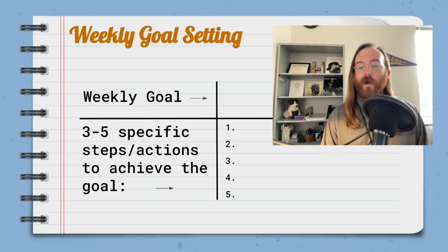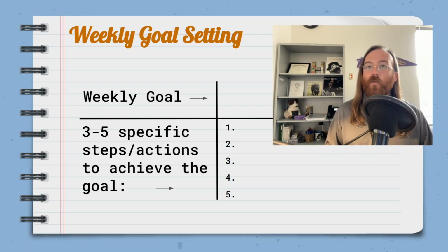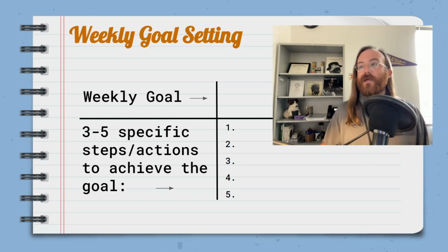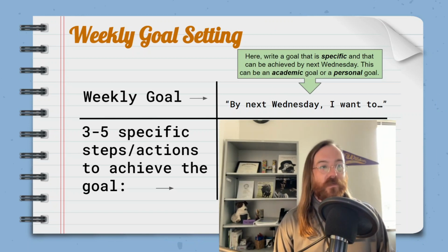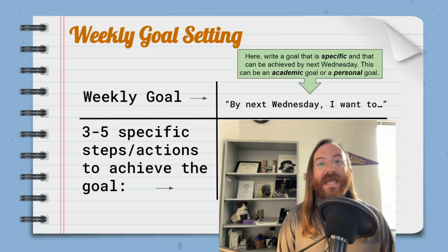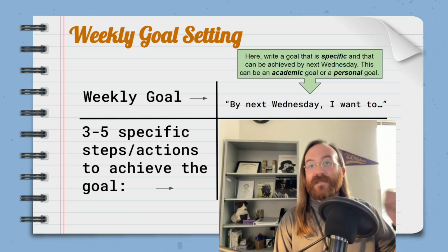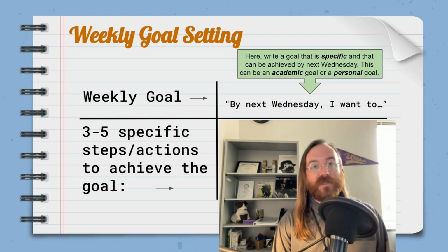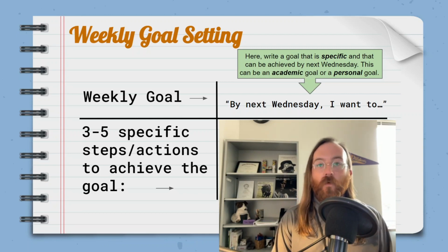You can start now if you want. It's very simple. It's got on the top the weekly goal, which means what do I want to finish within the week, and then 3 to 5 specific action steps to accomplish that goal. When you're writing your weekly goal, you want to make sure it's very specific and can be achieved by next time you look at this goal, which will be Wednesday. It can either be about school or something going on in your own life that you want to achieve.